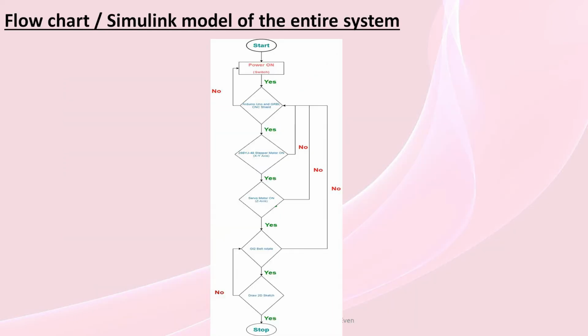Next, we will see the working of the flowchart. So, we will power on the switch. Then Arduino Uno and GRBL CNC shield starts. After that 28BYJ stepper motor starts working, that is X-axis and Y-axis. Then servo motor starts working, that is Z-axis. Then GT2 belt pulley rotates.